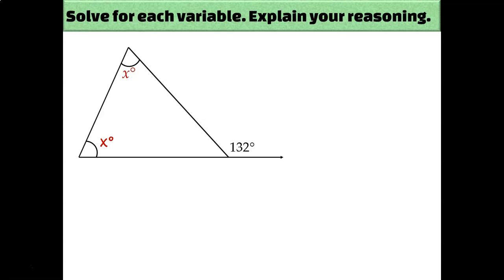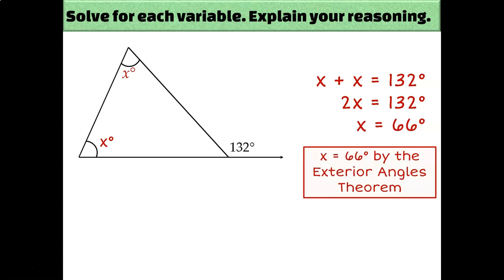Since 132 is an exterior angle of this triangle, I can add the two non-adjacent interior angles, which are the x and x degrees, and set that equal to 132. So I get the same answer of x equals 66, but my reason would be because of the exterior angles theorem. On problems like this that are more advanced, that have more parts to them, there's oftentimes going to be more than one correct explanation, depending on how you view the diagram.